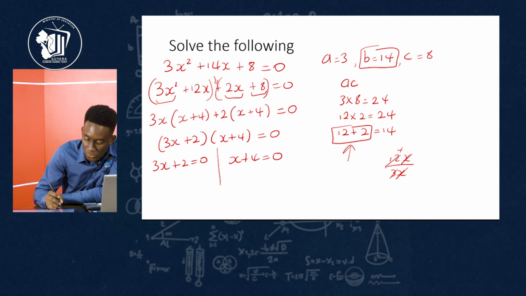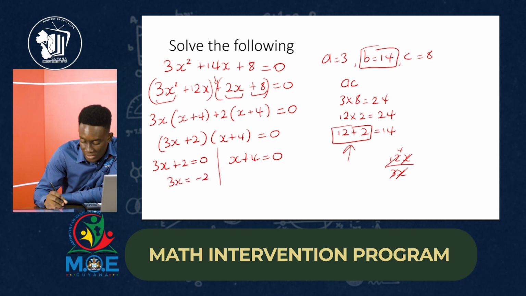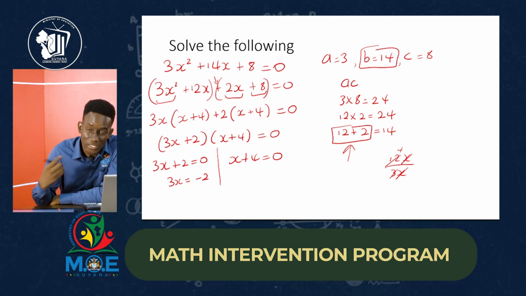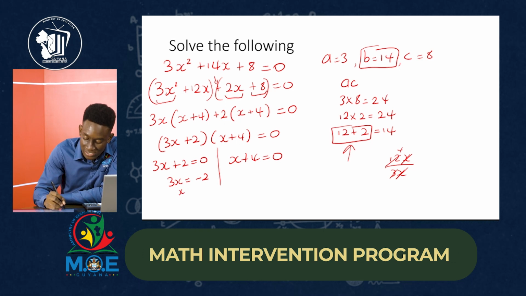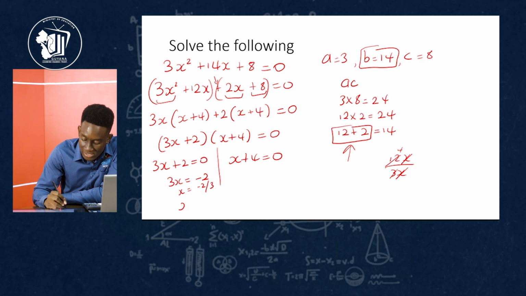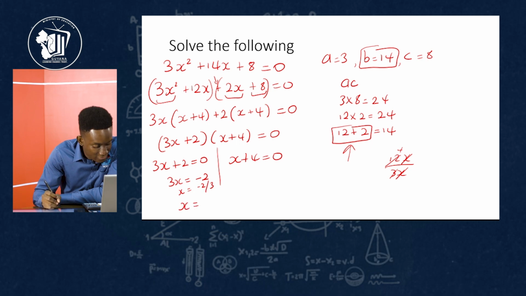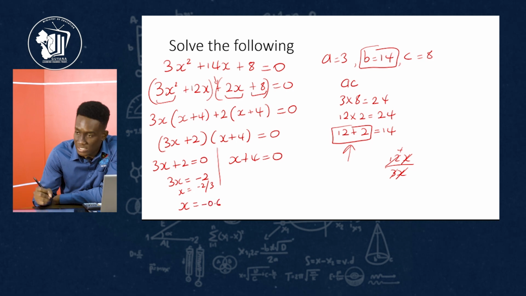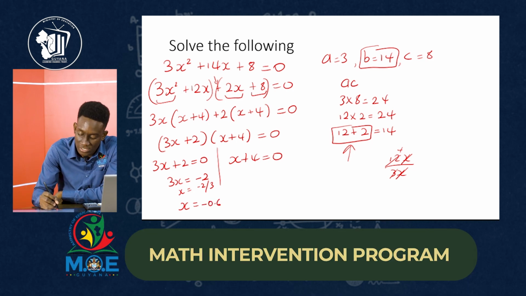So 3x plus 2, we take over the 2. The 2 is adding, so when we take it over, we'll subtract. So we'll have 3x is equal to negative 2. And then the 3 is multiplying, so when we take it over, it will divide. So we'll have x is equal to negative 2 divided by 3. Hence, x will be equal to negative 2 divided by 3, which will give us negative 0.66666. So we'll just round it after 6 to 0.67 approximately.